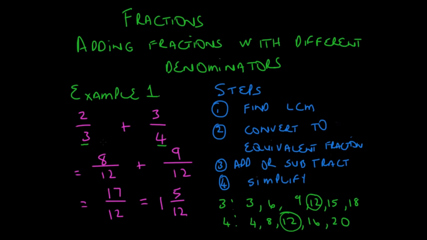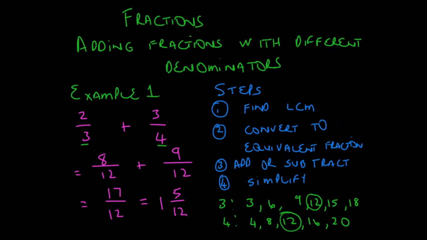So what I do is I convert 2 over 3 to an equivalent fraction over 12. So what did I do to 3 to get 12? I multiplied by 4. And therefore, I must multiply 2 by 4 as well. That will give me 8 over 12. So 2 over 3 is the same thing as 8 over 12. Then I look at 4. What did I do to 4 to get 12? I multiplied by 3. And therefore, I must multiply the numerator by 3 as well. And 3 times 3 is 9. So 3 over 4 is the same thing as 9 over 12.